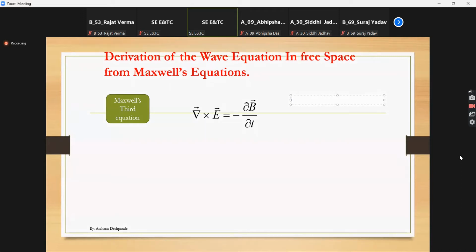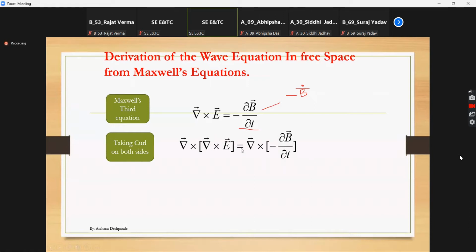So this particular term is minus B bar dot, and this dot indicates del by del t. That is what I have written here, which is Maxwell's third equation. Let's go ahead. Now I take curl on both sides. Again, some mathematical operation needs to be done. If I take curl on both sides, then I take the del by del t out of the bracket. So I have curl of E equal to minus del by del t of curl of B. Now we are going to expand curl of B in the later slides.